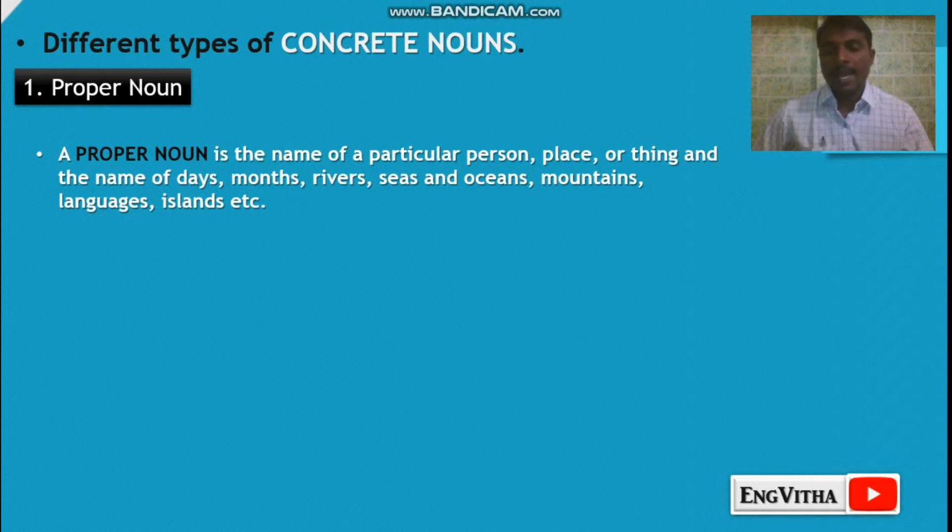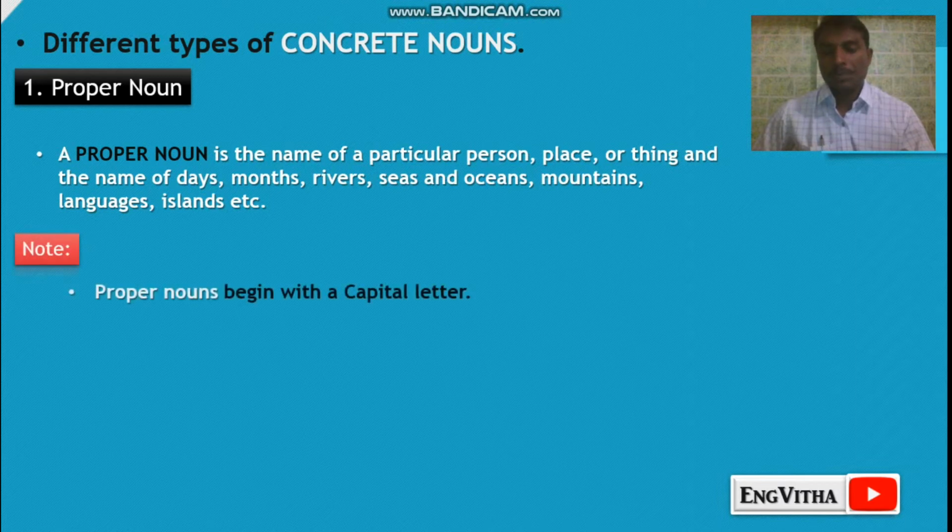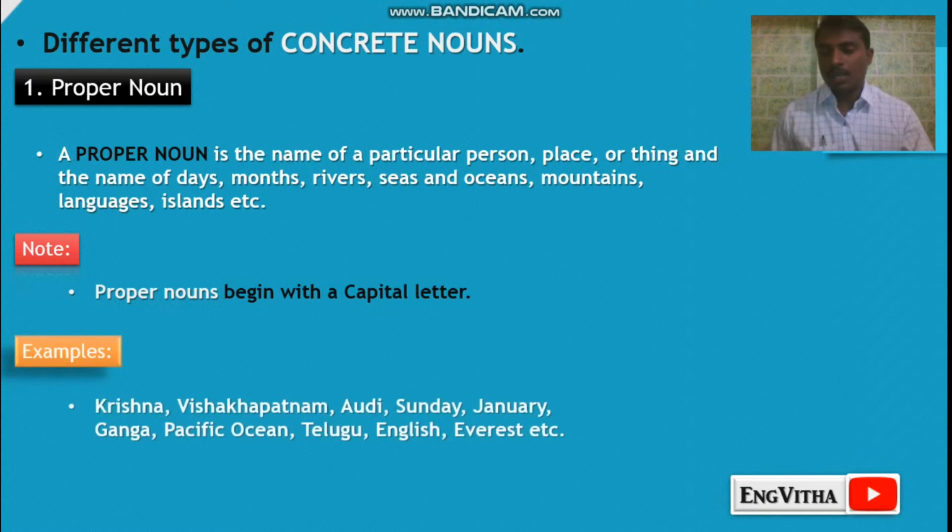If anything has a particular name, that name can be considered a proper noun. Before looking at the proper noun further, we need to note one thing: proper nouns begin with a capital letter. Any proper noun must begin with a capital letter. So let's see a few examples of proper nouns. Krishna. Here Krishna is a boy and he has a particular name, Krishna. So Krishna is a proper noun, and the first letter in Krishna must be capital.